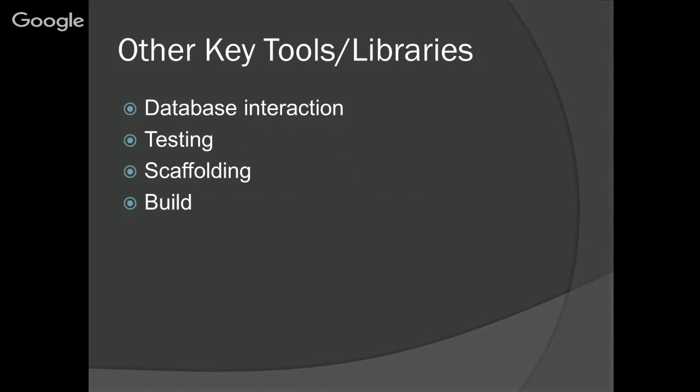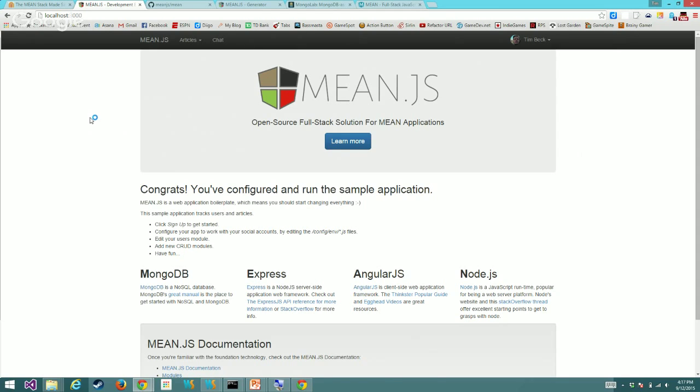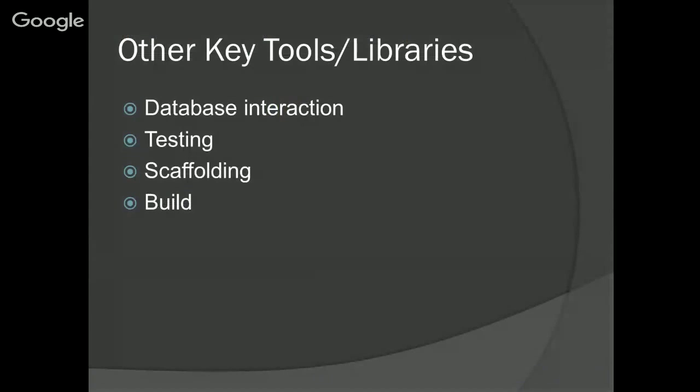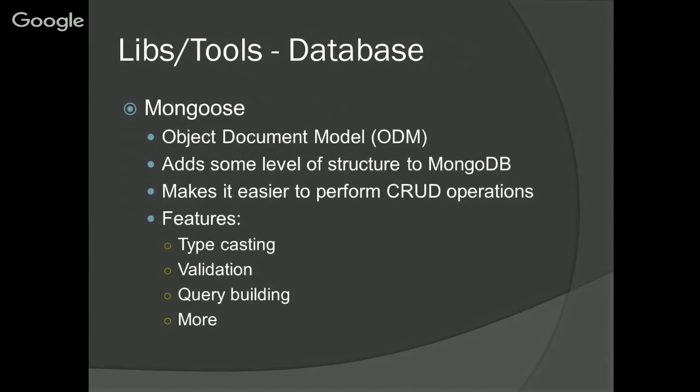So when we talk about Mean, we think of the obvious three libraries that are the core, and I've mentioned Bootstrap, Passport, and Socket.io, but there are some other things that are really key here that I just want to mention so they at least get in your head a little bit and you can look into them more, because they're really important aspects of this whole thing.